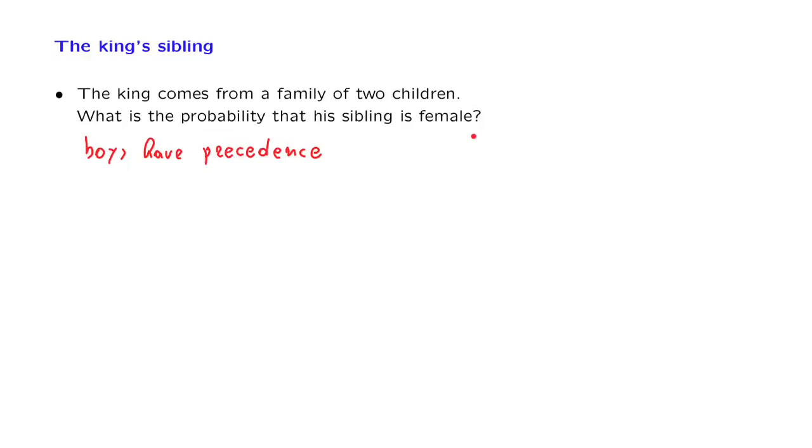Let us also assume that when a child is born, it has 50% probability of being a boy and 50% probability of being a girl.